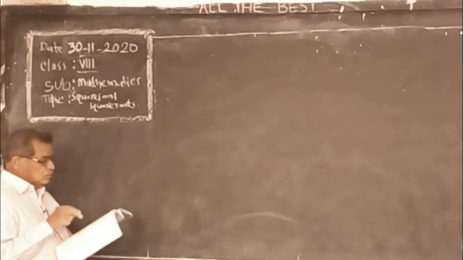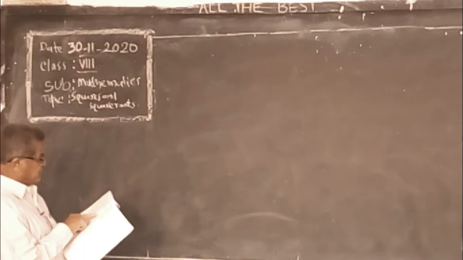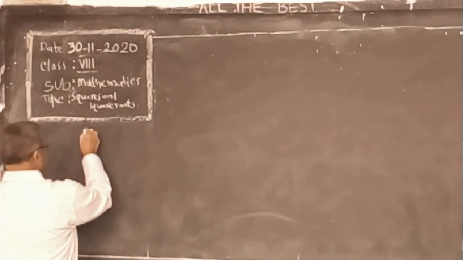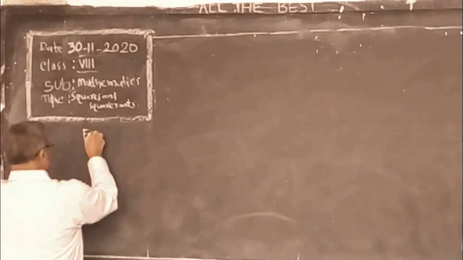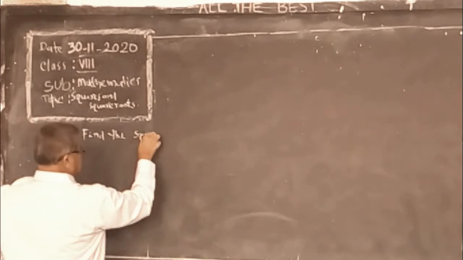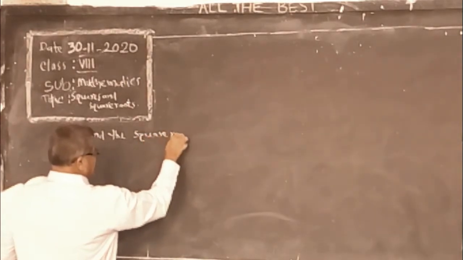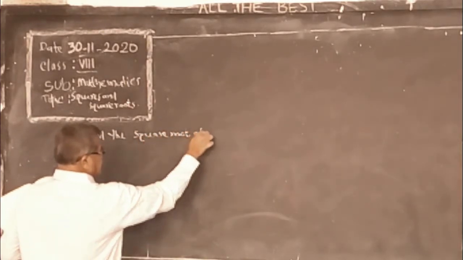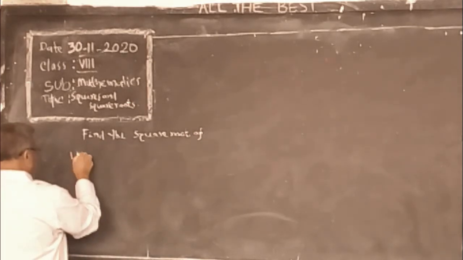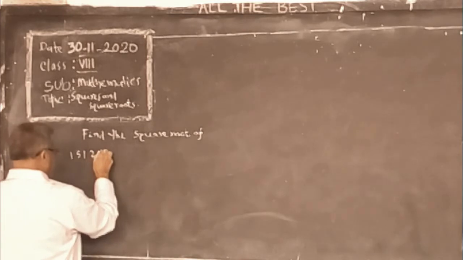I will give you a 5 digit number. Find the square root of 15129. 5 digits.